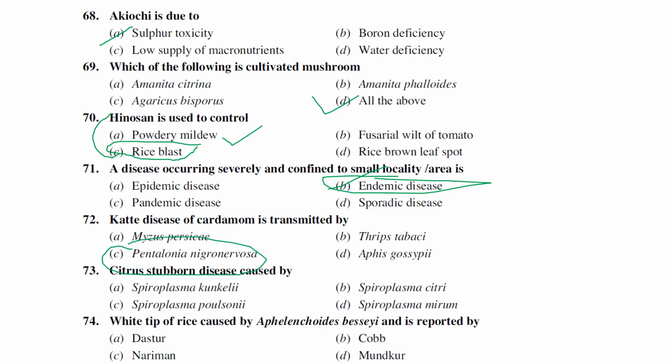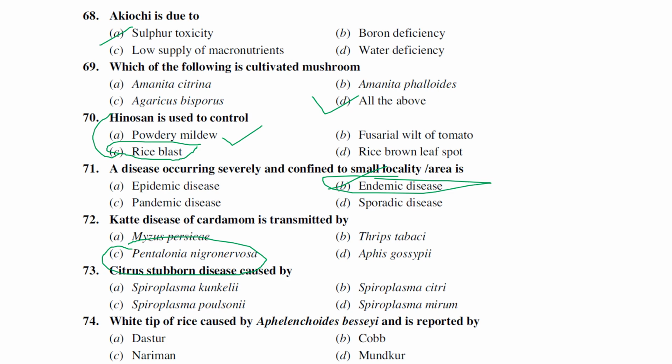The next one is citrus stubborn is caused by Spiroplasma citri, Spiroplasma spectris, Spiroplasma populsona, and Spiroplasma myrum. So if you see in phytoplasmal disease, first reported phytoplasmal disease, mulberry dwarf. First reported spiroplasmal disease, citrus stubborn, right? So such kind of disease will be there. They have mentioned citrus stubborn. So it is a Spiroplasma citri generally.